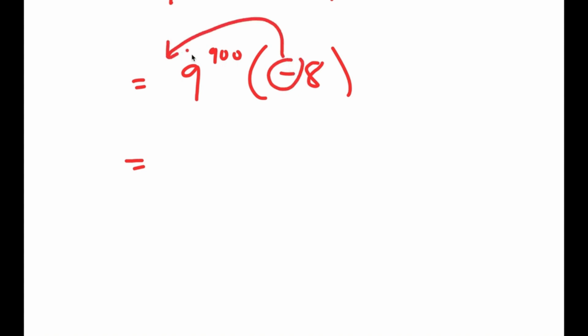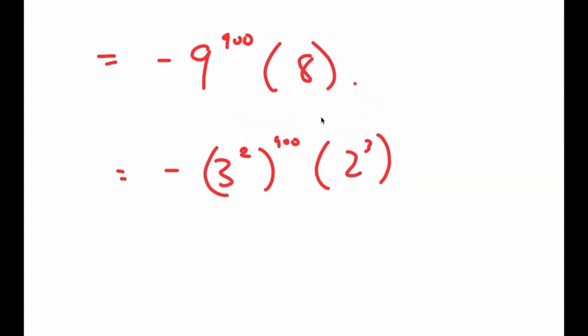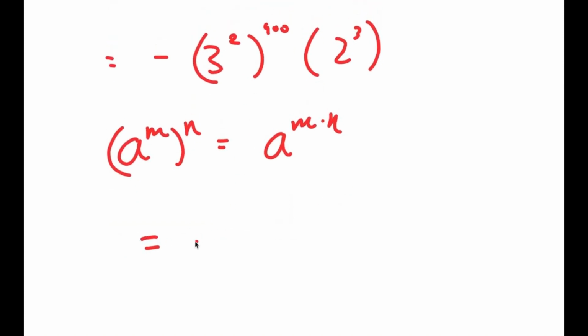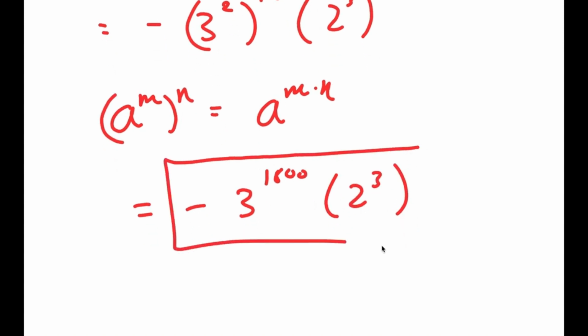So I'm actually going to move this negative sign to the front, so I get negative 9 to the power of 900 times 8, and this gets me negative 3 squared to the power of 900 times 2 to the power of 3. We're simplifying these terms as much as possible. So I'm going to use a quick exponential property that states that a to the power of m to the power of n is equal to a to the power of m times n, on 3 squared to the power of 900. So I get negative 3 to the power of 1800 times 2 to the power of 3. So this is my final solution to this equation.